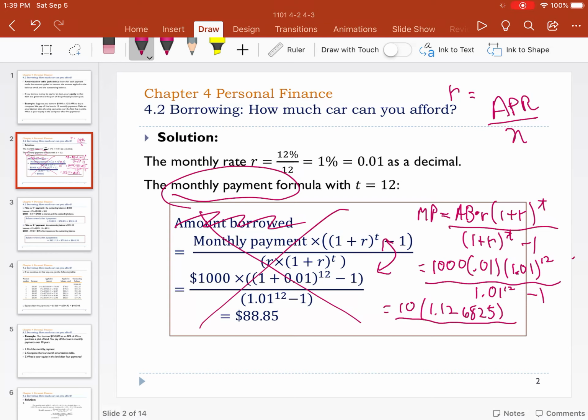And if we take that same exact number, notice how these are the same. Just subtract 1, and you get 0.126825. A lot of repetition. I'll put the 0 in for emphasis. And then, when you divide that out, then you actually do truly get the 8885.